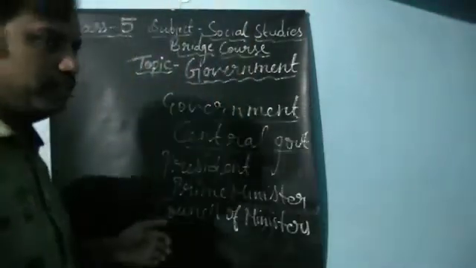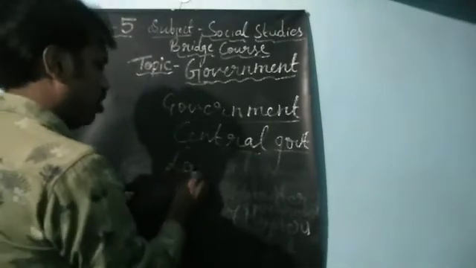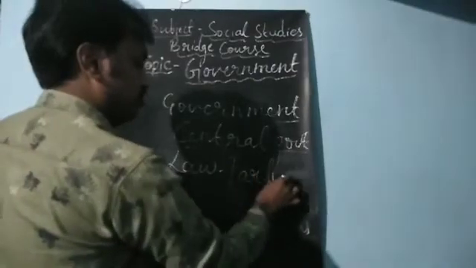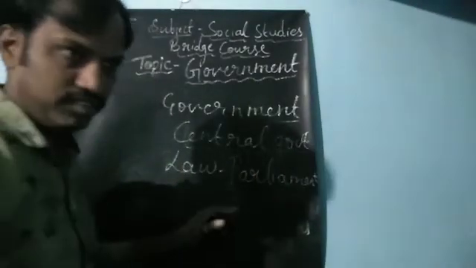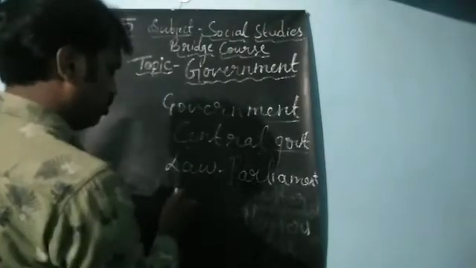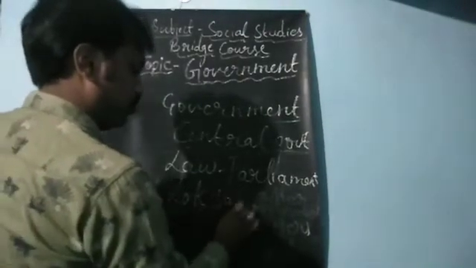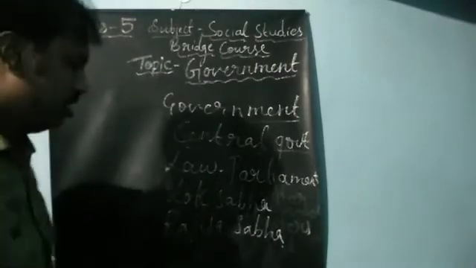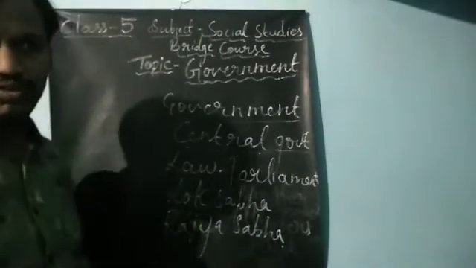Okay, we are going to continue. The central government is formed and it has the law making body, that is, the organization which makes law, called parliament. The parliament has members. The parliament has two houses, one is Lok Sabha and the other is Rajya Sabha. The Lok Sabha is considered the lower house, and the Rajya Sabha is considered the upper house.